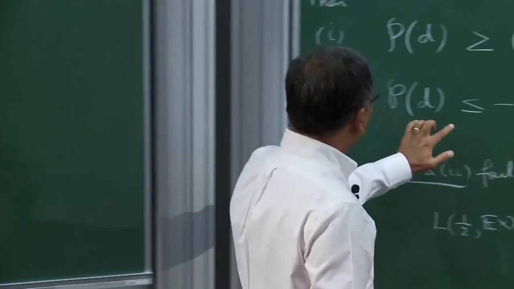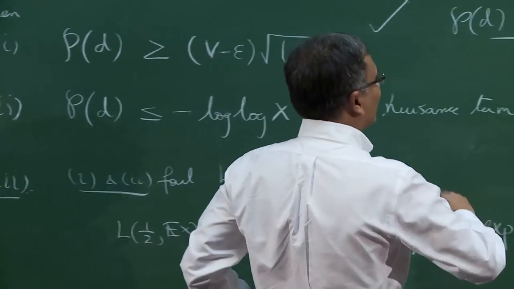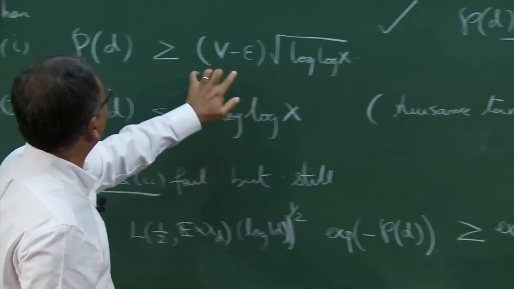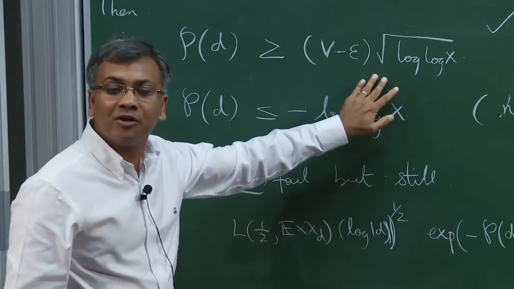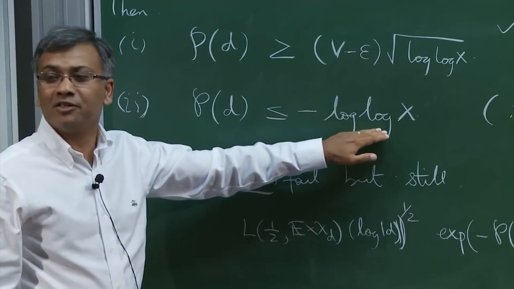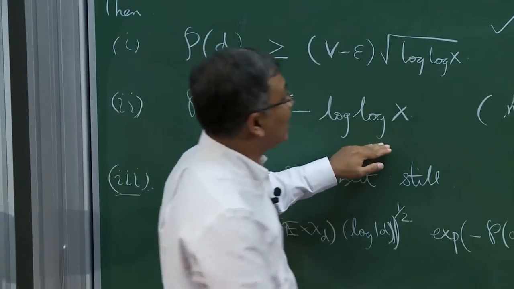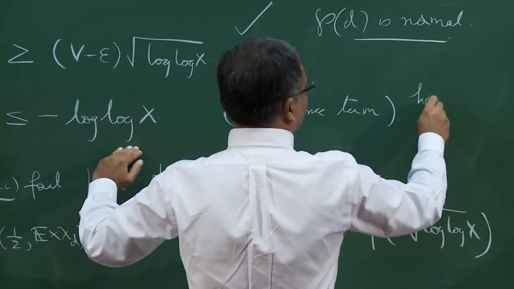Okay. So now this is also very easy to handle. If you just use the fact that this normalized by square root of log x is Gaussian, log x is bigger than square root of log x, so therefore this is still in the tail of the Gaussian. So this happens rarely.